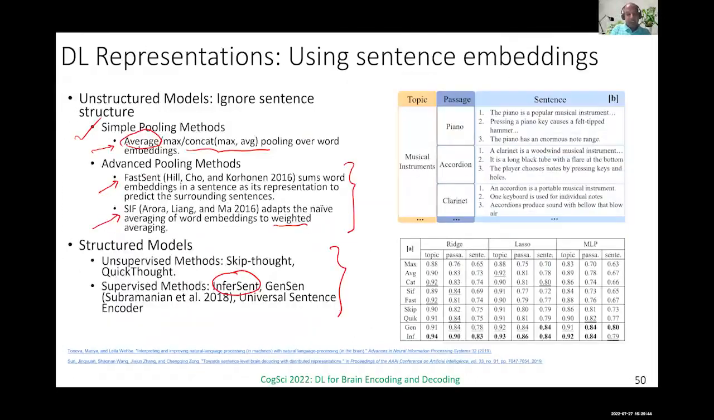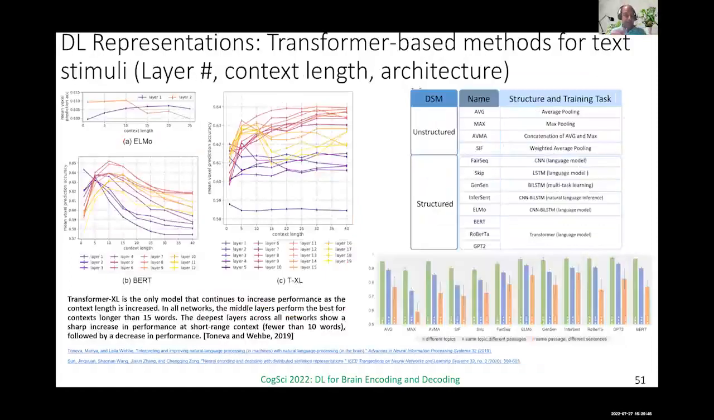So in fact, here, the universal sentence encoder is also a transformer-based method, but people tried other transformer-based methods also, like BERT and Transformer-XL. And as you see, people have tried to vary the context length. So how much does context length matter? Of course, they computed the prediction accuracy.